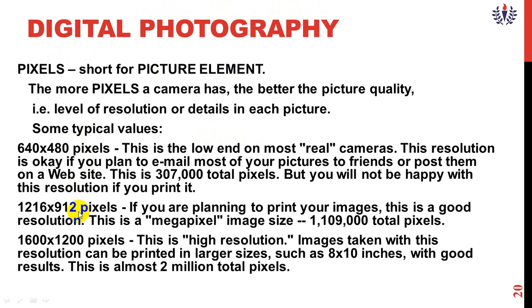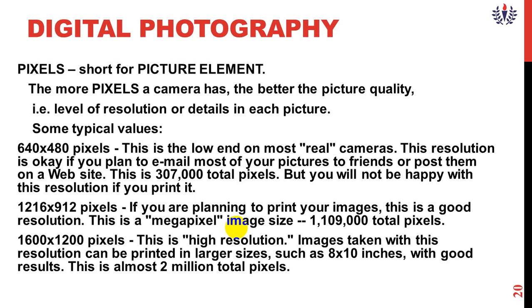What are the qualities of picture? One is 640x480 pixel. Another one is 1216x912 pixel. The third one is 1600x1200 pixel. If you increase the pixels, we can get better resolution, that is, a somewhat larger image size. The larger size comes to around 8x10 inches, which gives almost 2 million total pixels. Do you understand my point? So there are three important standards or evolutions.